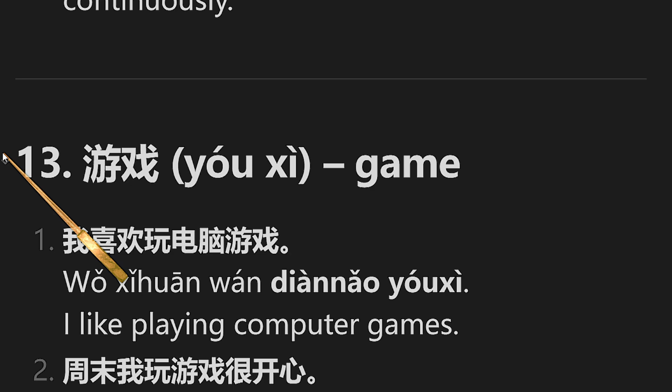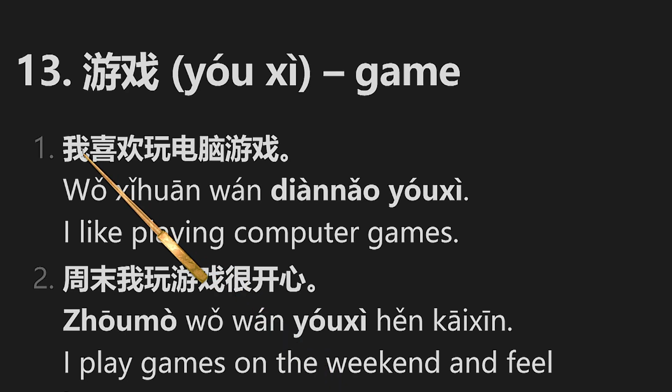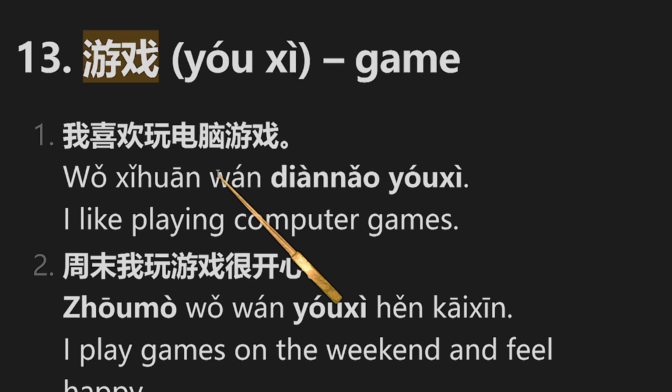Next word for today is 游戏. It's a game. I play computer games. 我喜欢玩电脑游戏. 电脑游戏, we already know, computer games. 我喜欢玩电脑游戏. I think we are already familiar with this one.